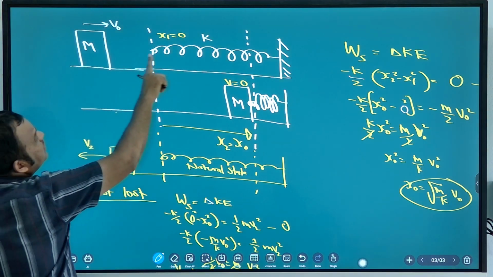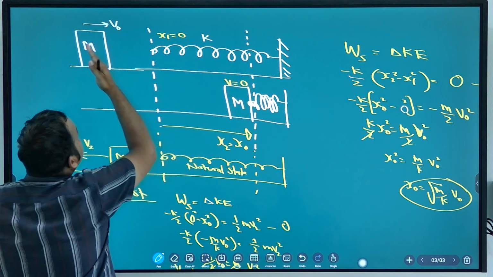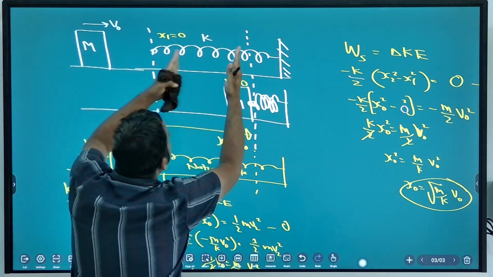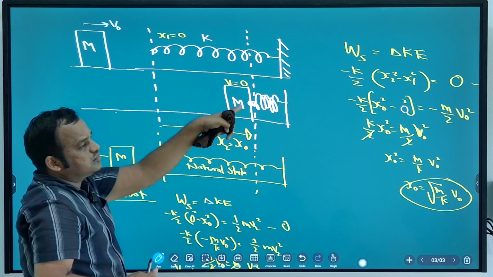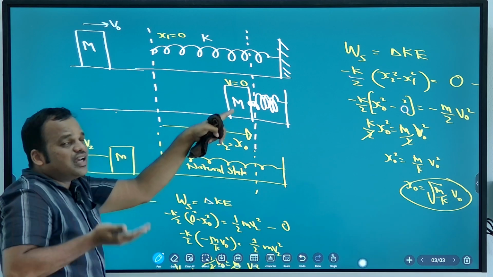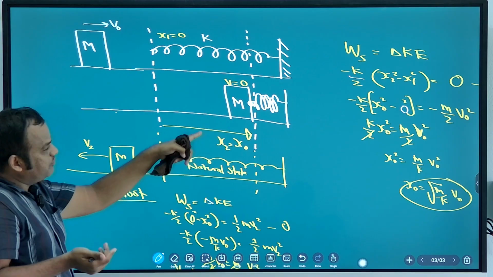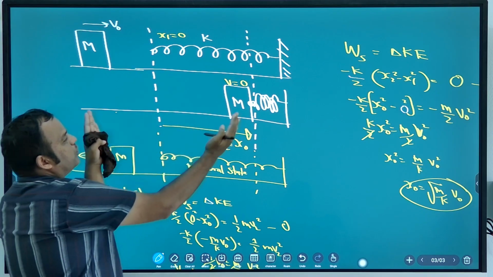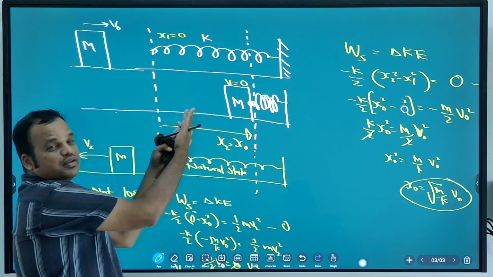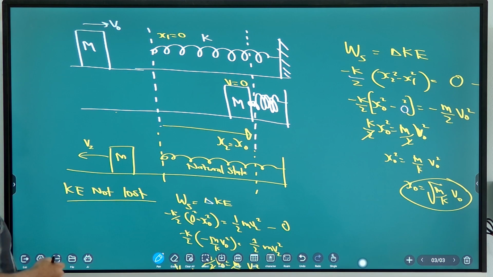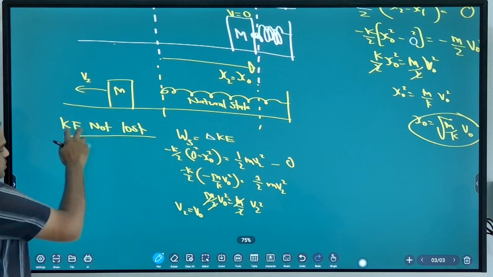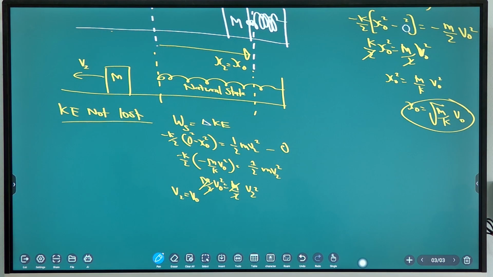But from here to here, kinetic energy is lost. What is the final kinetic energy here? 0. So where is that kinetic energy going? Potential energy. What do you call it? Potential energy in the spring. So that's why we use springs in suspension. Correct? So where do you use springs?